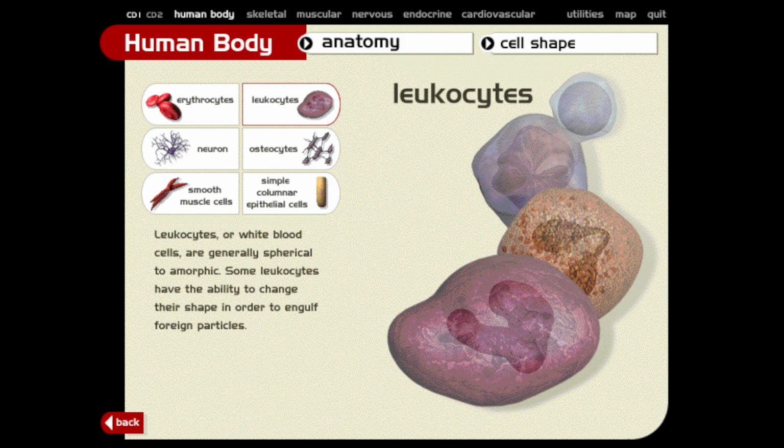Leukocytes, or white blood cells, are generally spherical to amorphic. Some leukocytes have the ability to change their shape in order to engulf foreign particles.